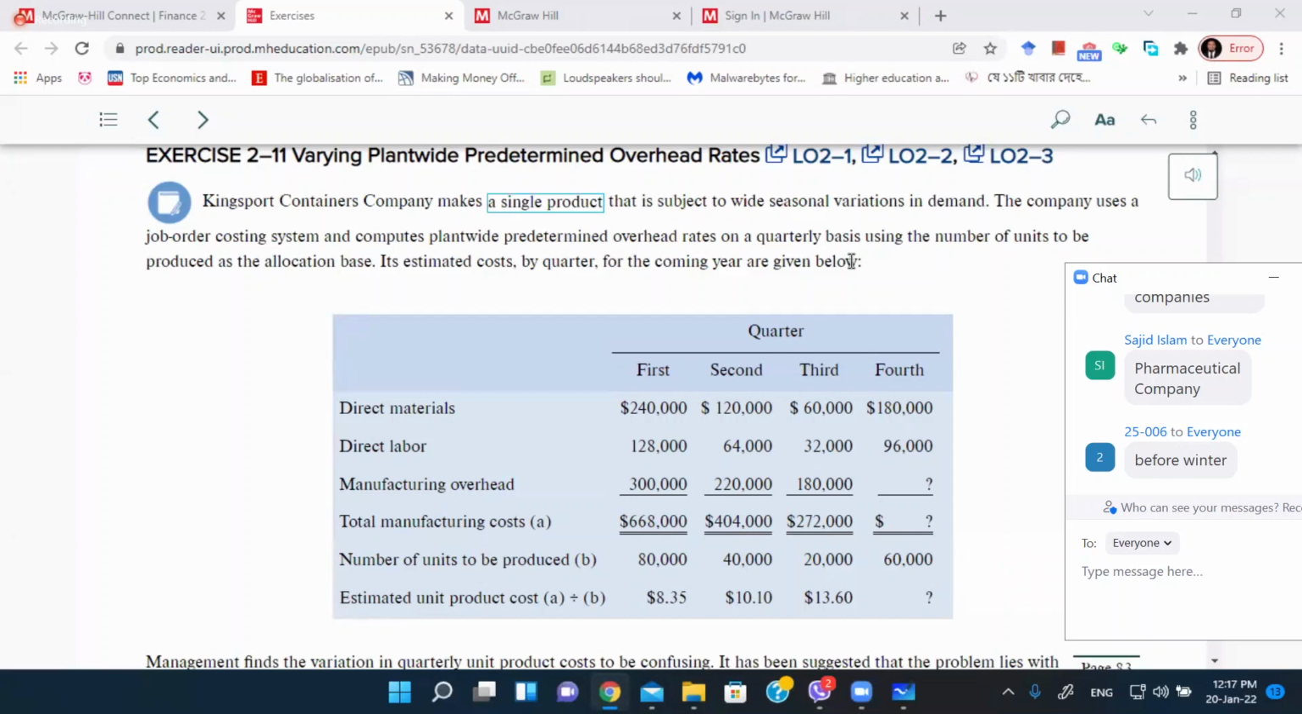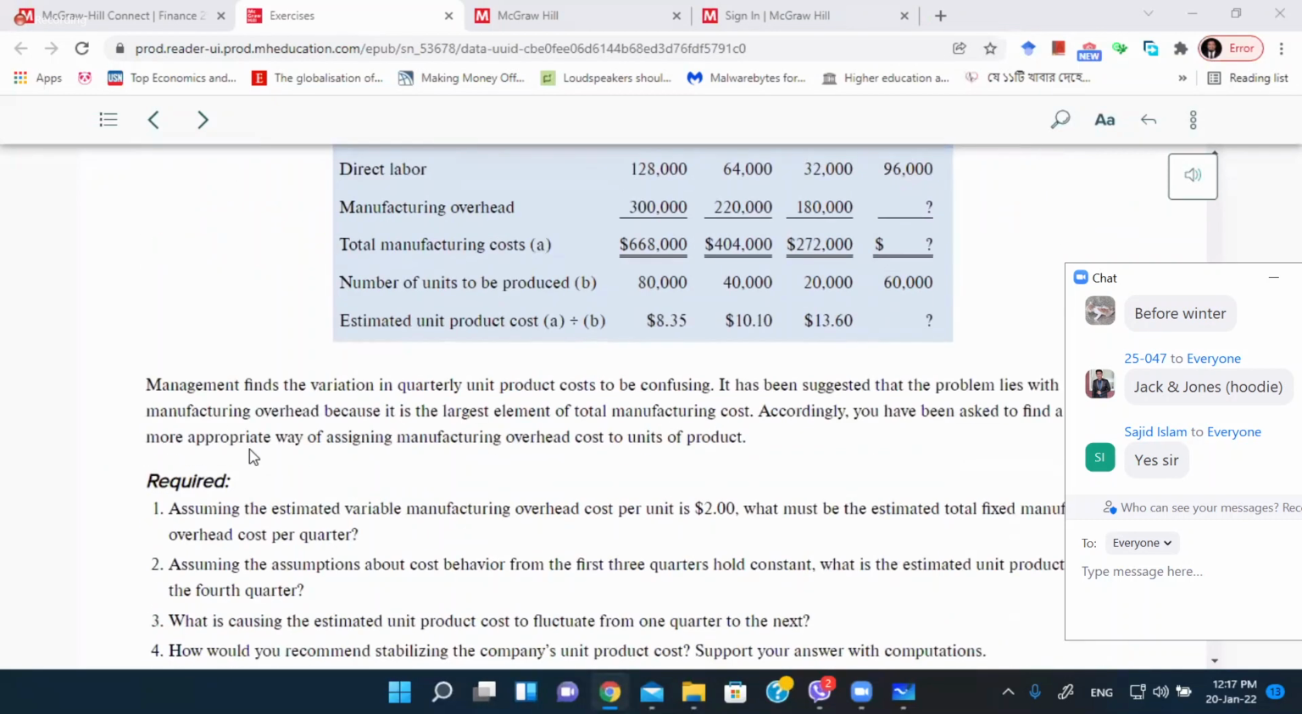Sajid, have you got my question? Okay, I get no response. Okay, people have got my question and they are responding very clearly. Okay, let's proceed.